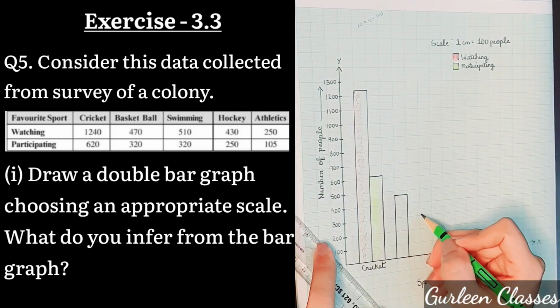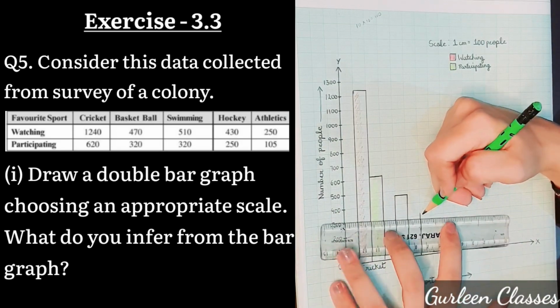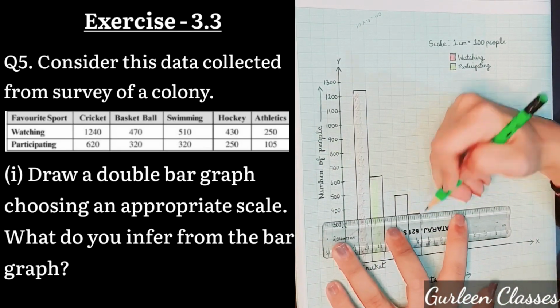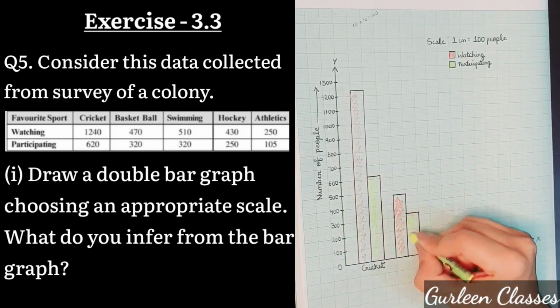And 320 for participating. So mark a point at 320. Using a scale, draw a line. And now we have to color watching with red and participating with yellow.